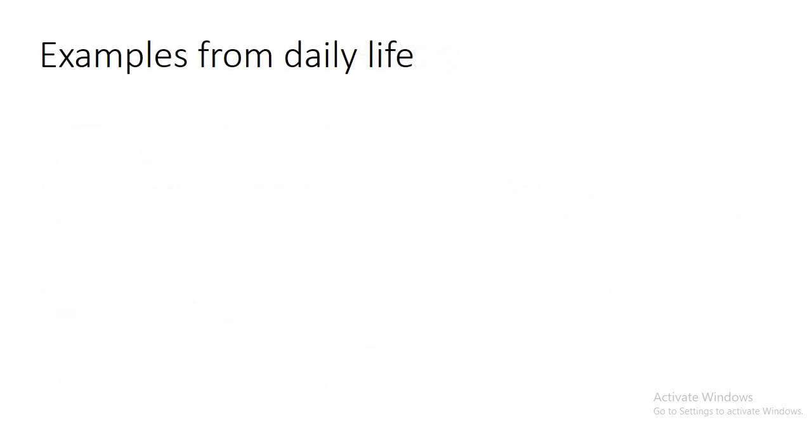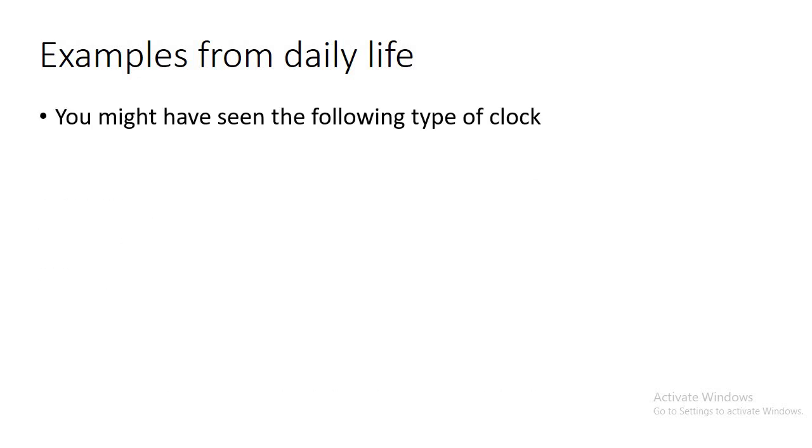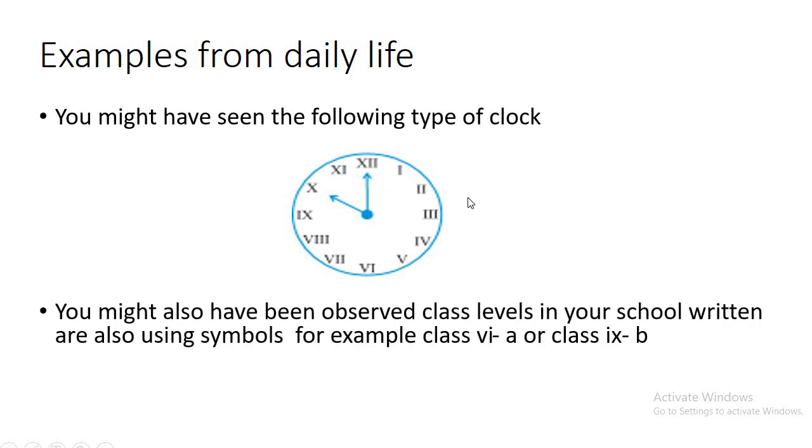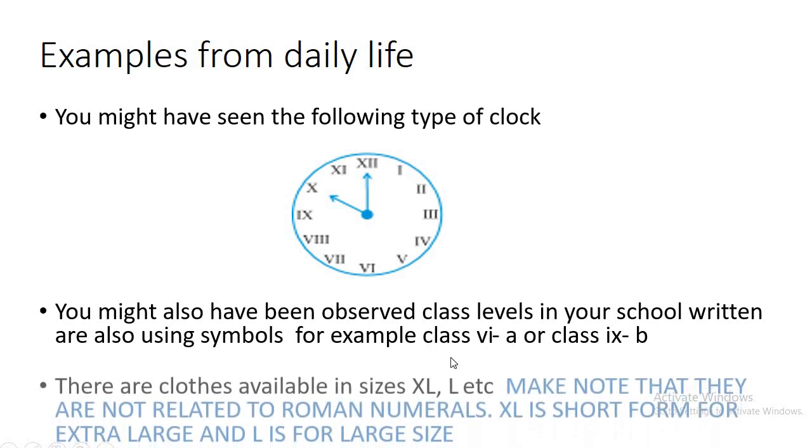Now you might observe some examples from daily life where Roman numerals are used. You might have seen the following type of clock. Here, as you see, instead of 1, 2, 3, 4, 5, 6, we have Roman numerals to represent these numbers. You might have also observed class levels in your school labeled as class 6 and class 9 B using Romans. So most of the classes are labeled with the help of Roman numerals.